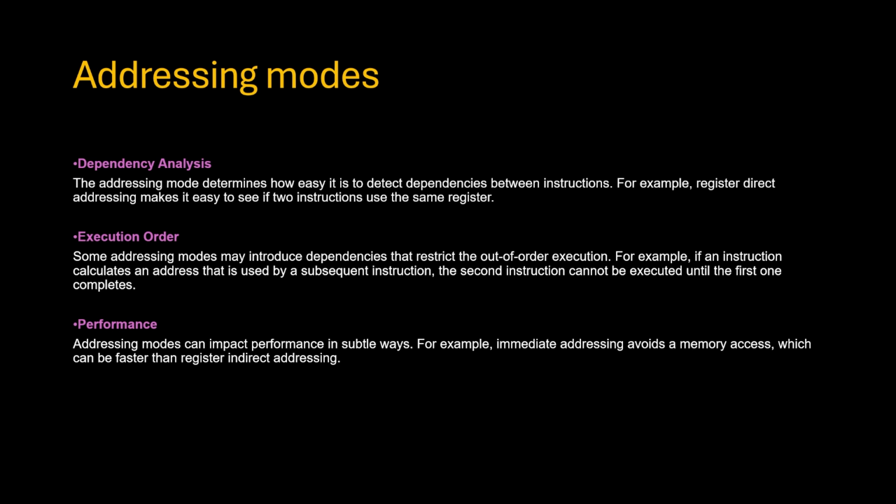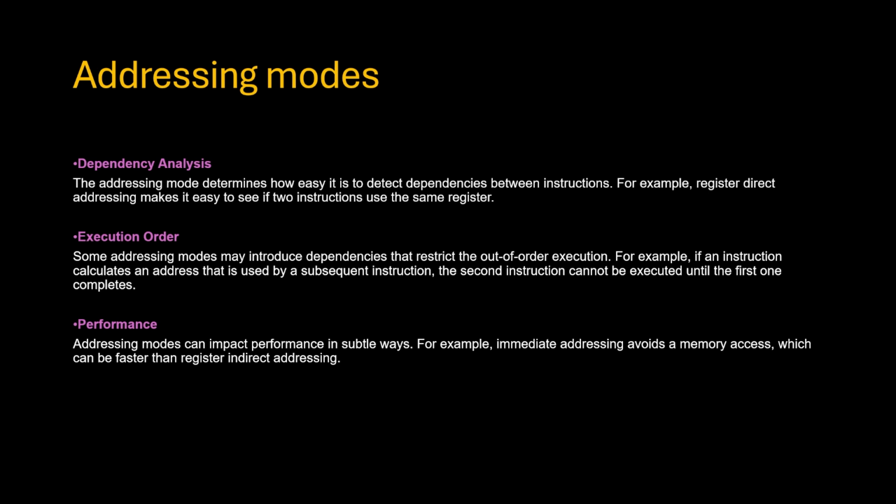Addressing mode. First, dependency analysis. This checks how easy it is to find out which instructions depend on each other. For example, if two instructions use the same register, it is easy to see they depend on each other. Second, execution order. Some addressing methods can create dependencies that limit execution order. For example, if one instruction calculates an address that another instruction needs, the second one must wait for the first one to finish.